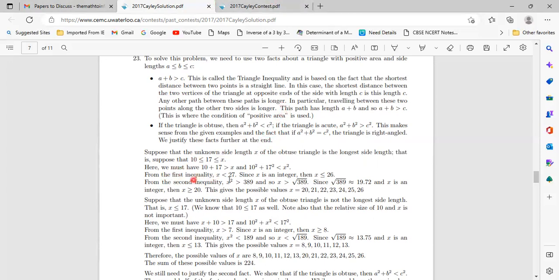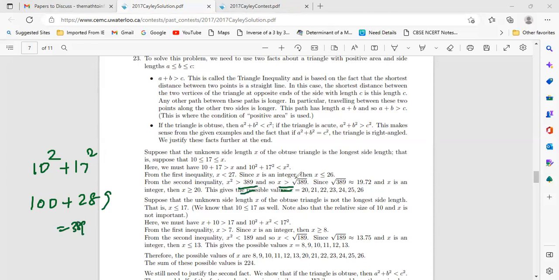In the first inequality, they are saying that x is less than 27. Since x is an integer, x is less than or equal to 26. If you apply the second inequality theorem, you can say x squared is greater than 389. What does it mean? It means you're supposed to square it. So you'll have 389. So x squared is greater than 389.